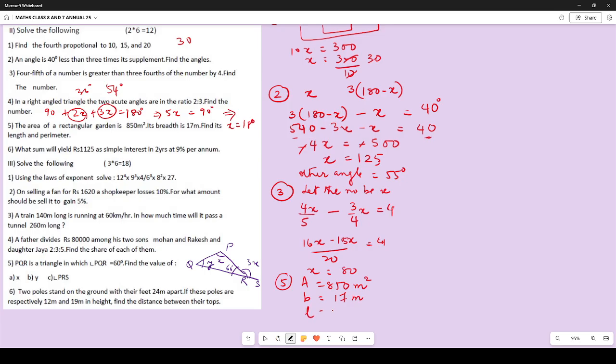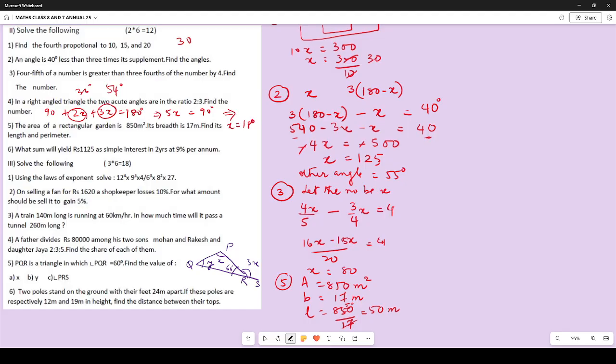Length is obviously area by breadth, right? So what do you get over here? Is equal to 50 meters. 17 5 times is 85. So length is 50 meters.